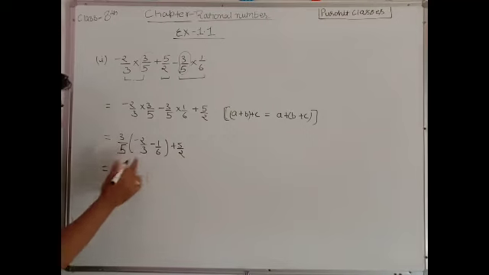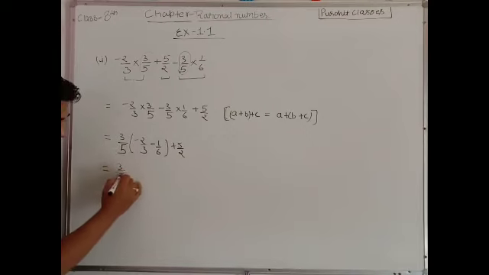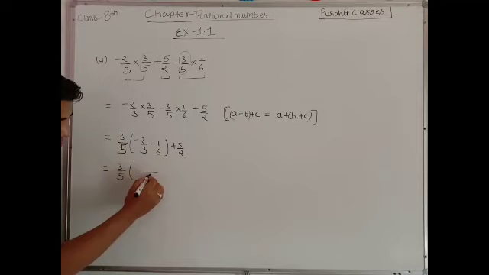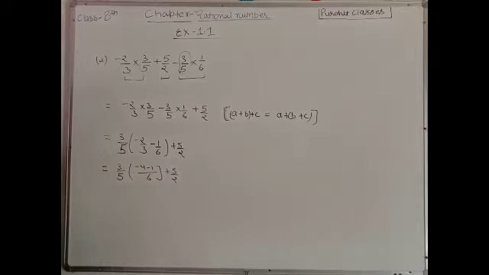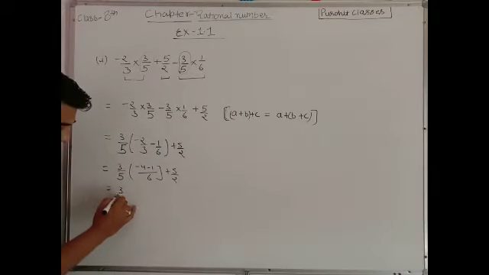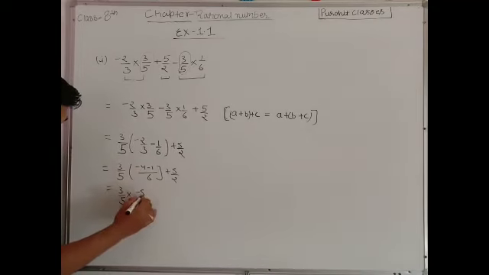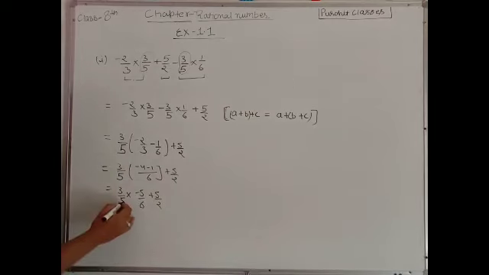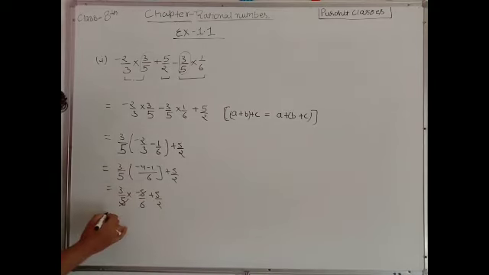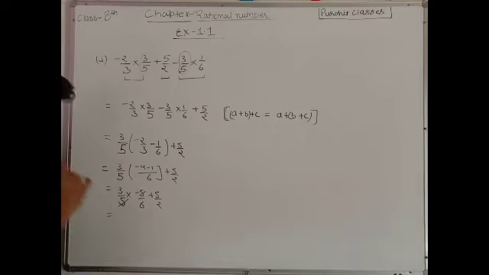Let us solve this a little bit further. This will be 3/5 bracket, LCM will be 6, minus 4 minus 1, and plus 5/2. Understood? This will be 3/5 multiplied by minus 5/6 plus 5/2. According to the BODMAS rule, these 2 will be cancelled out. Getting or not? Okay, getting?